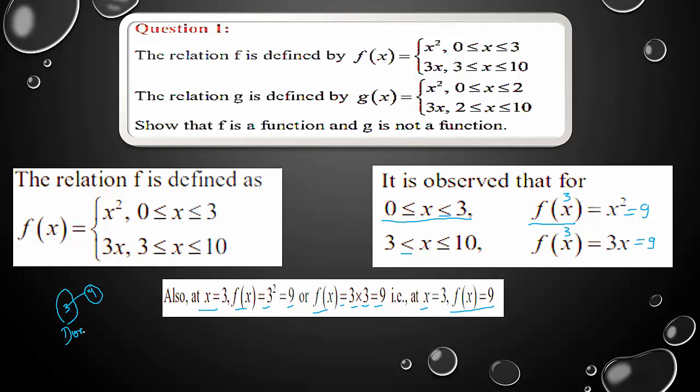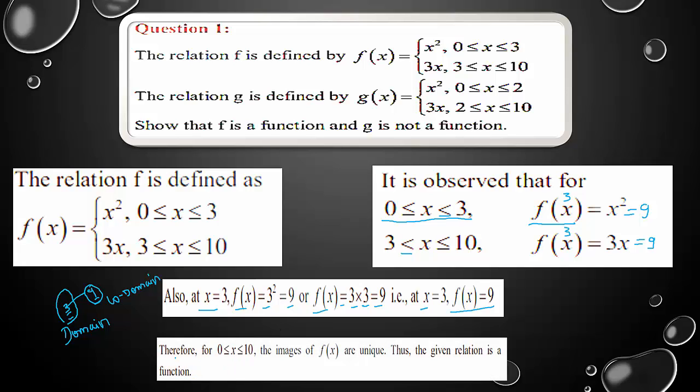This is the domain. This is the codomain. So the breakpoint has a unique image, that is 9. Clear? So from this we can say that f of x is a function. Therefore from 0 to 10 the images of f of x are unique. That means we have to check only at the breakpoint. Don't worry about the other points, because from 0 to 10 all the real numbers are included, but we have to check only at the breakpoint.